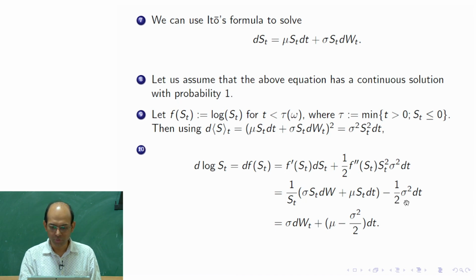From this I am going to get this, and from here, dst I already know is of this form. So, I am going to write dst is equal to mu st dt plus sigma st dwt. Okay. So, like here.